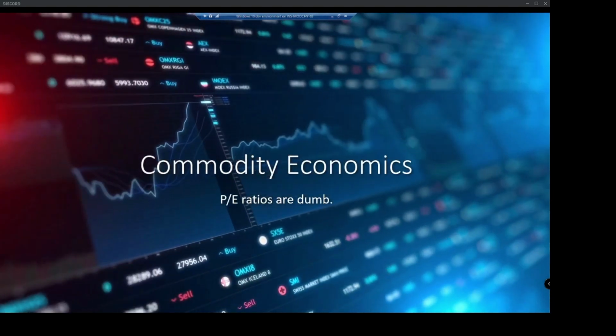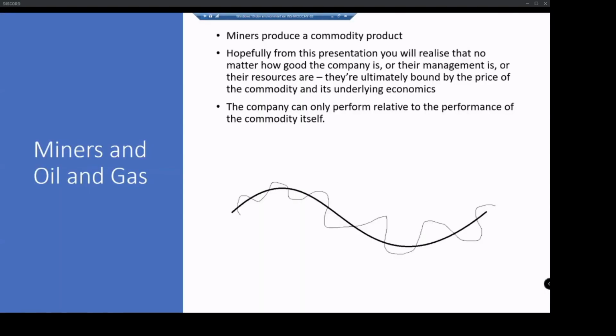Miners are ultimately driven by the economics of the commodity first, and then by the individual factors involved in that mining company. Basically, if you're buying a mining company that's making gold and gold is tanking, it doesn't matter how good the company is, it's not going to do well. So that's the main point I want you guys to get out of this.